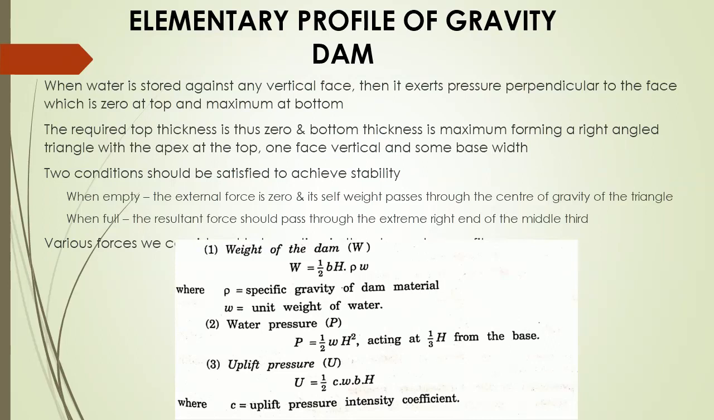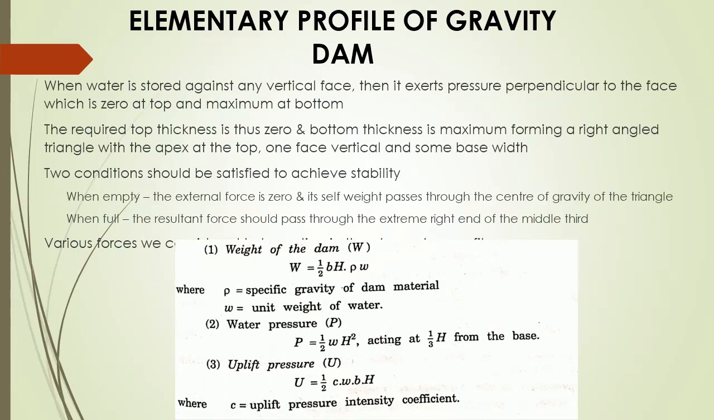Two conditions should be satisfied to achieve stability. When empty, the external force is 0 and its self-weight passes through the center of gravity of the triangle. When full, the resultant force should pass through the extreme right end of the middle third.